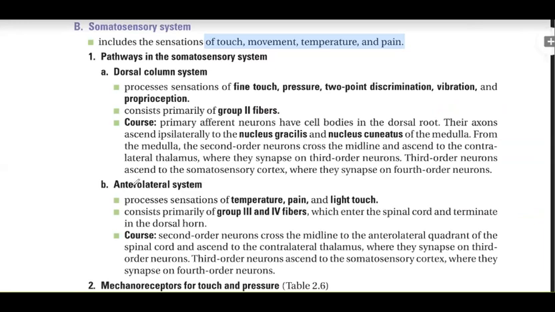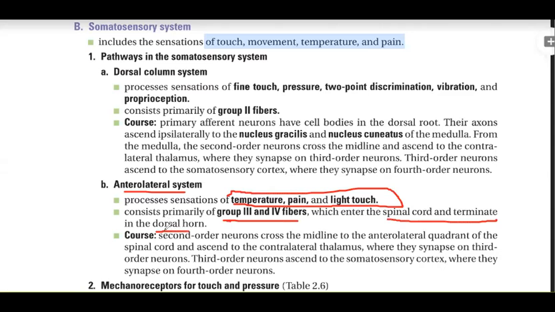we have this anterolateral system processes sensation of temperature, pain, and light touch. Okay, consists primarily of group 3 and 4 fibers. I told you about them, which enter the spinal cord and terminate in the dorsal horn. Okay, dorsal horn of the spinal cord, the posterior horn.